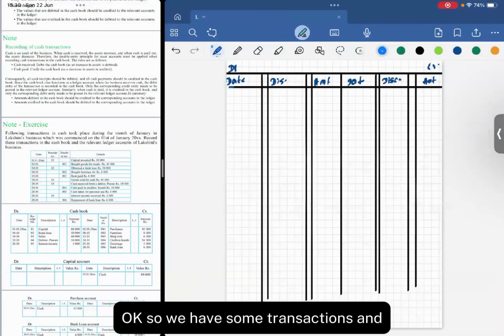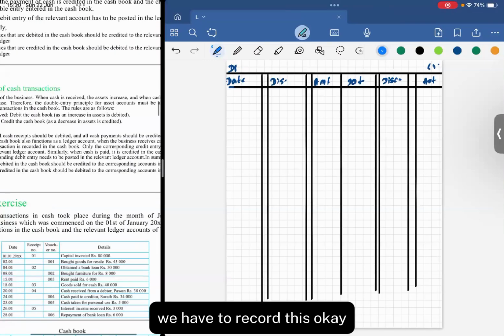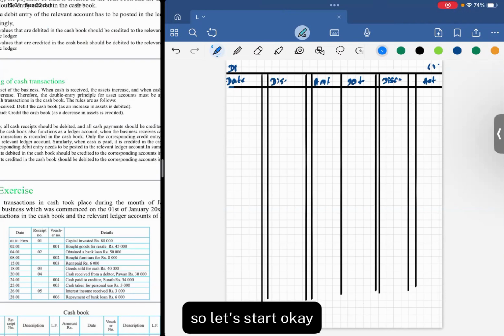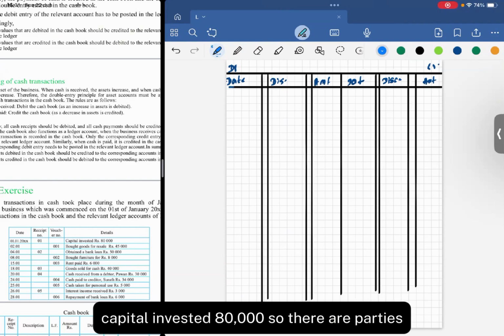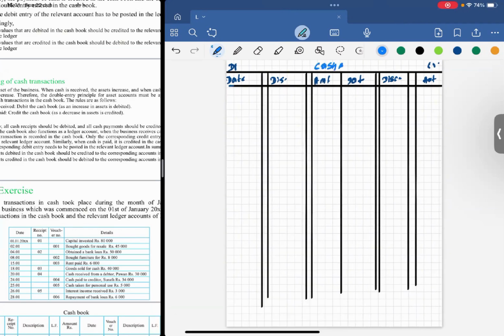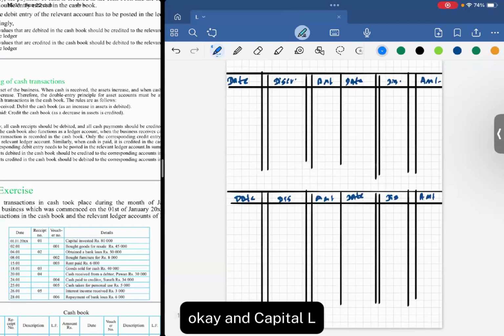So we have some transactions and we have to record them. You can see them below. So let's start. The first date of January, capital invested 80,000. So we have to use the cash book and the capital account.